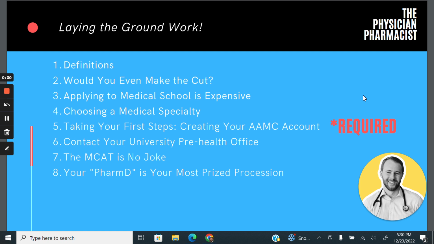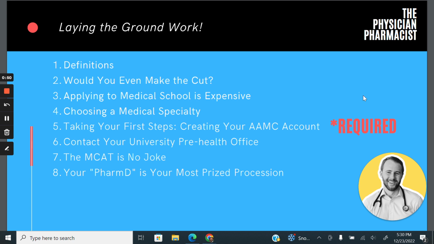In this first chapter, I should say, we're going to be covering some definitions, like I mentioned. We're going to talk a little bit about medical school statistics. So, would you even make the cut? This course isn't going to be for everyone in the sense that some people with higher GPAs are going to have an easier time versus people with lower GPAs are going to struggle a lot more.